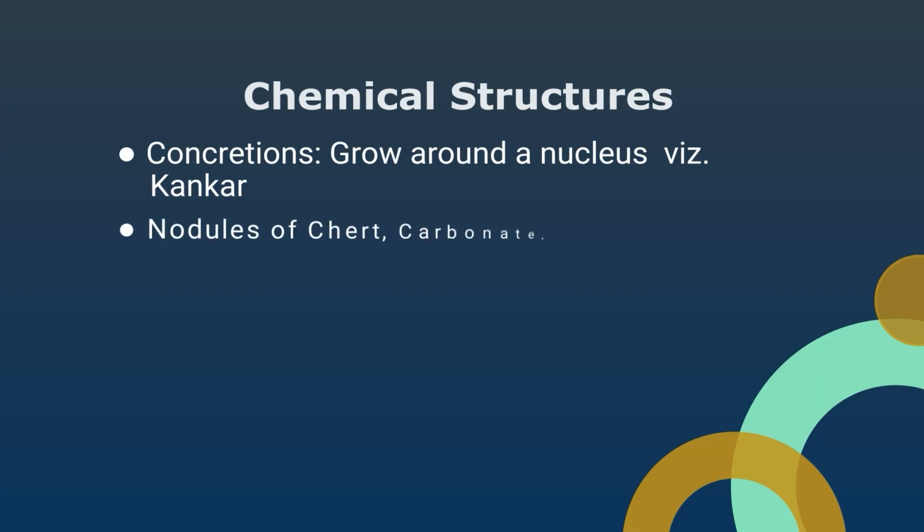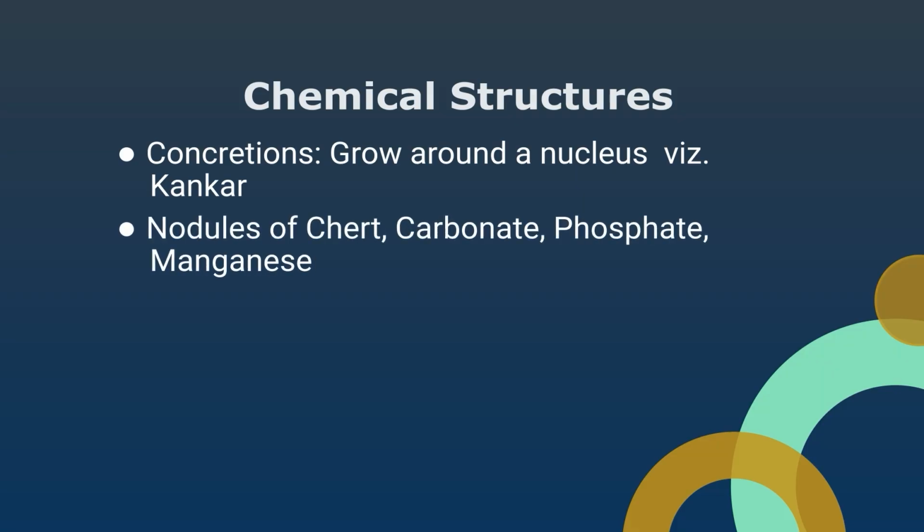Similarly, bigger than Kankad are nodules. The chert tends to form nodules. Many carbonates form nodules. Phosphates and manganese all form different types of nodules. There are also chemical structures called geodes, oolites and pisolites.